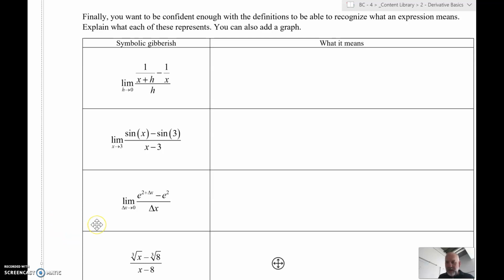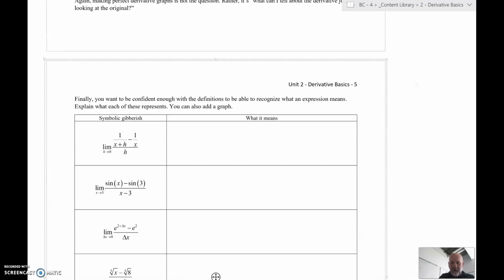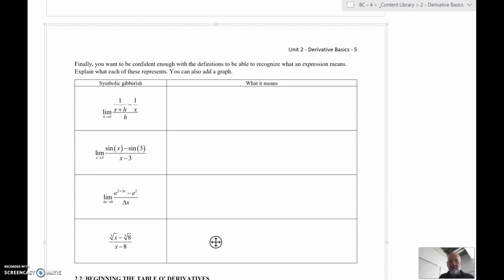I'm going back to page 5 in the notes. We skipped over this, so I'm just going to mention it here. I just wanted to note what each one of these expressions means. And so how would you do this?